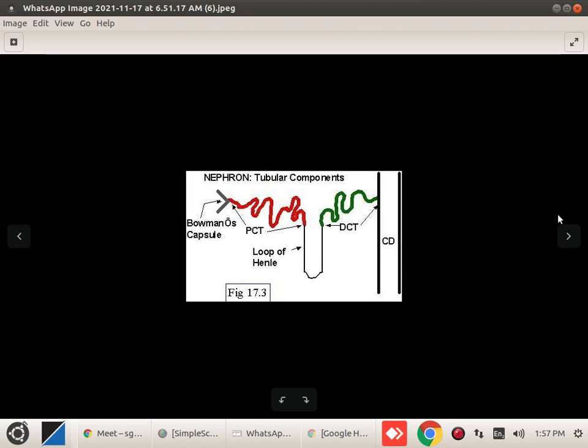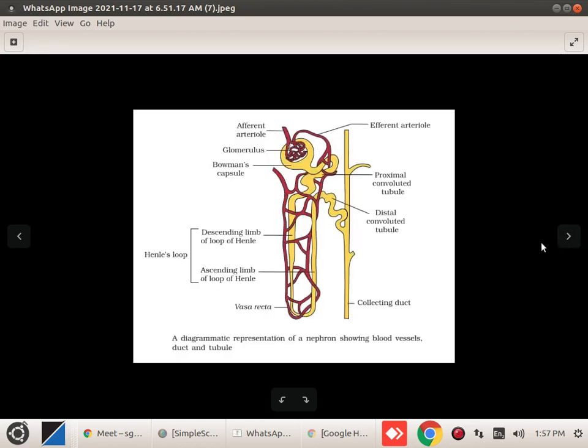Now the last, one more diagram I must have kept. I want to discuss what comes after the PCT. That is Henle's structure, the loop of Henle. I am repeatedly saying loop of Henle. So what actually is the loop of Henle? Here is the descending limb.